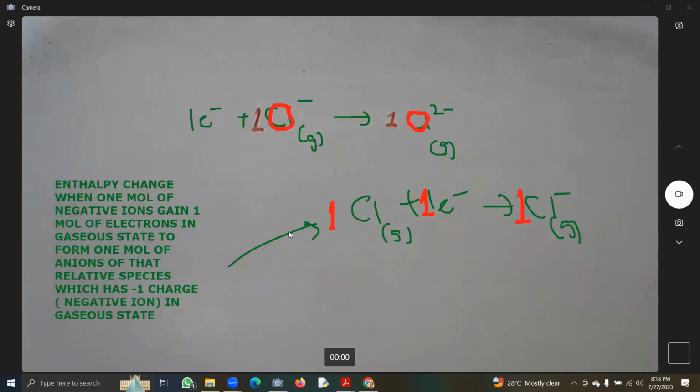Then somewhere write down: first electron affinity is negative, but second electron affinity is positive.